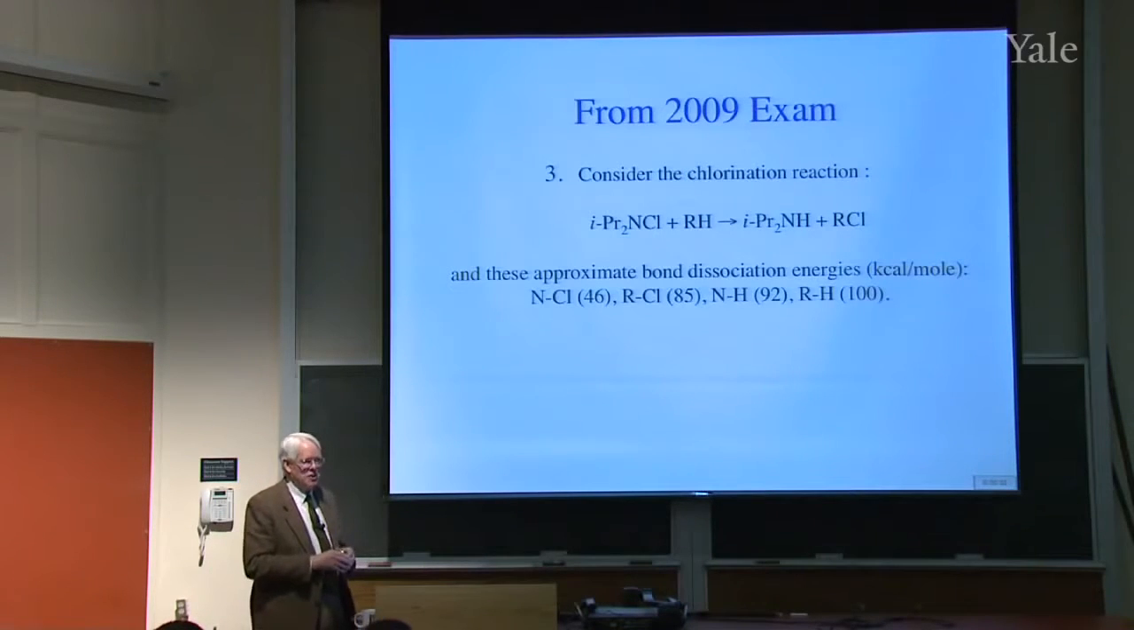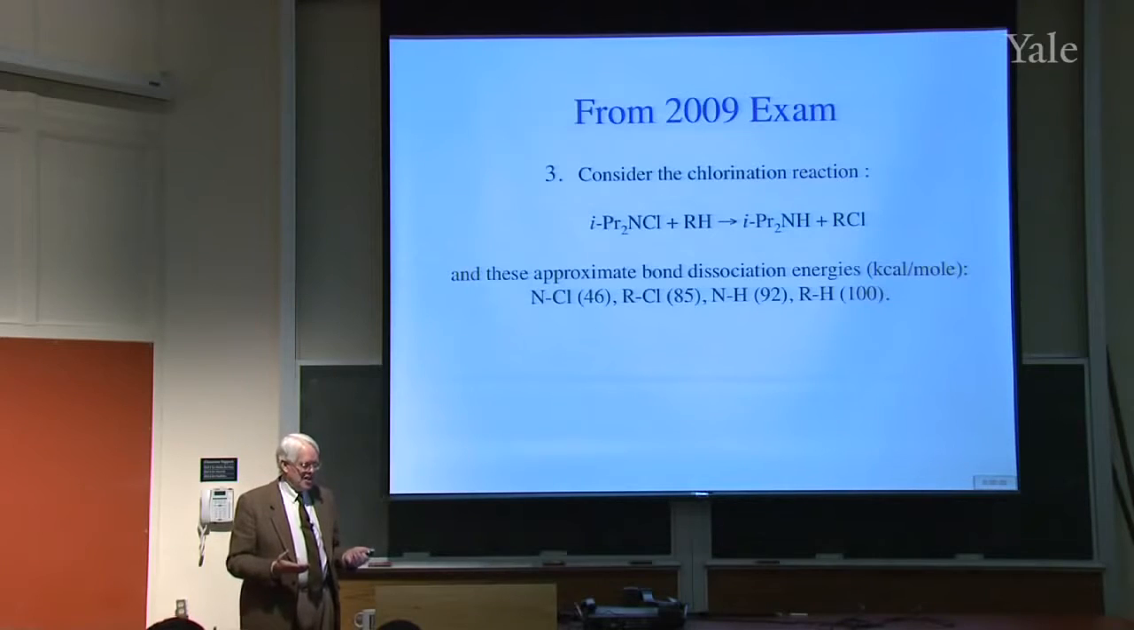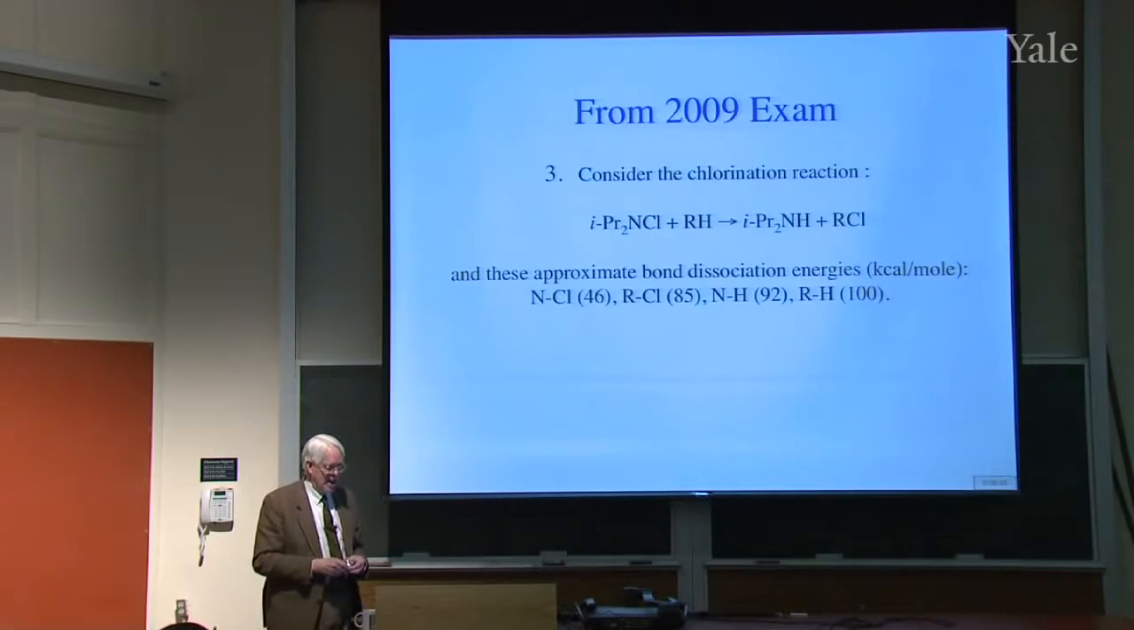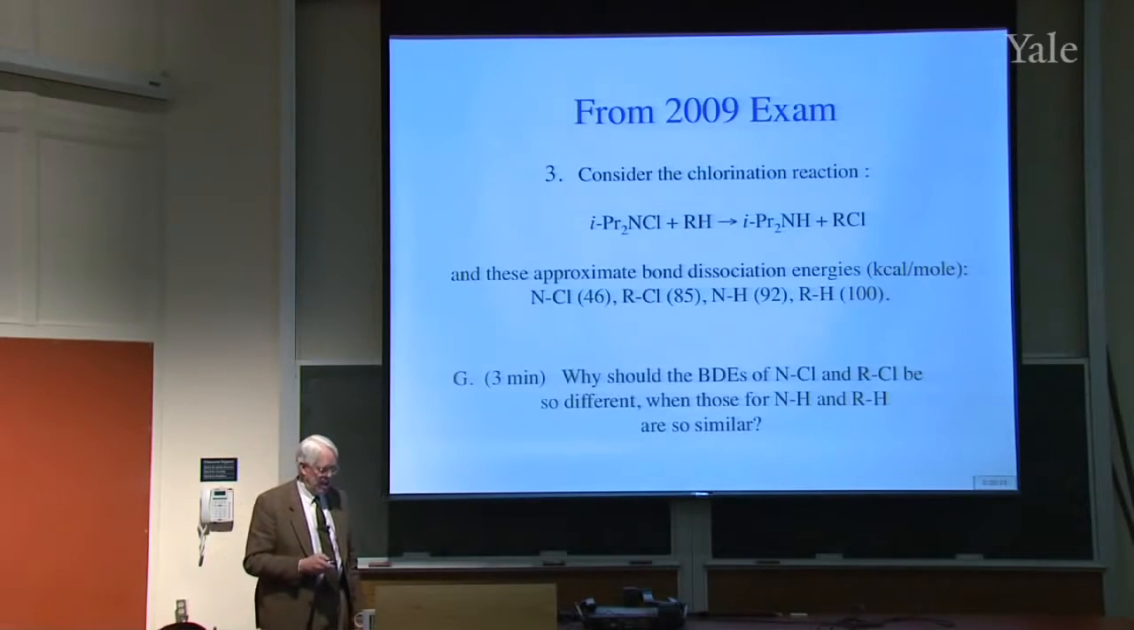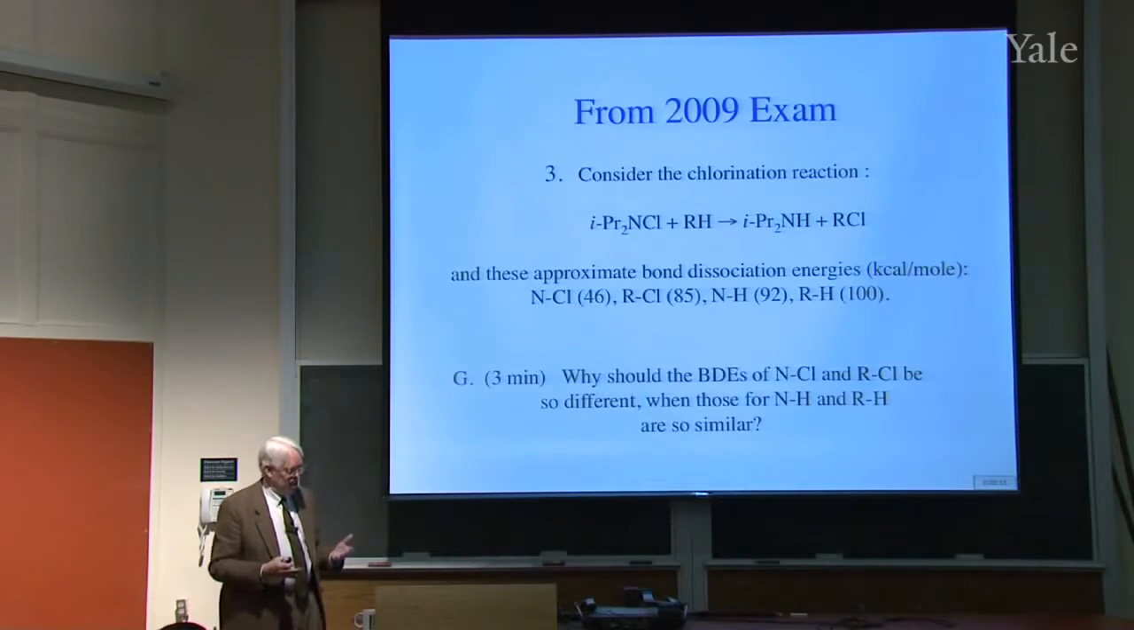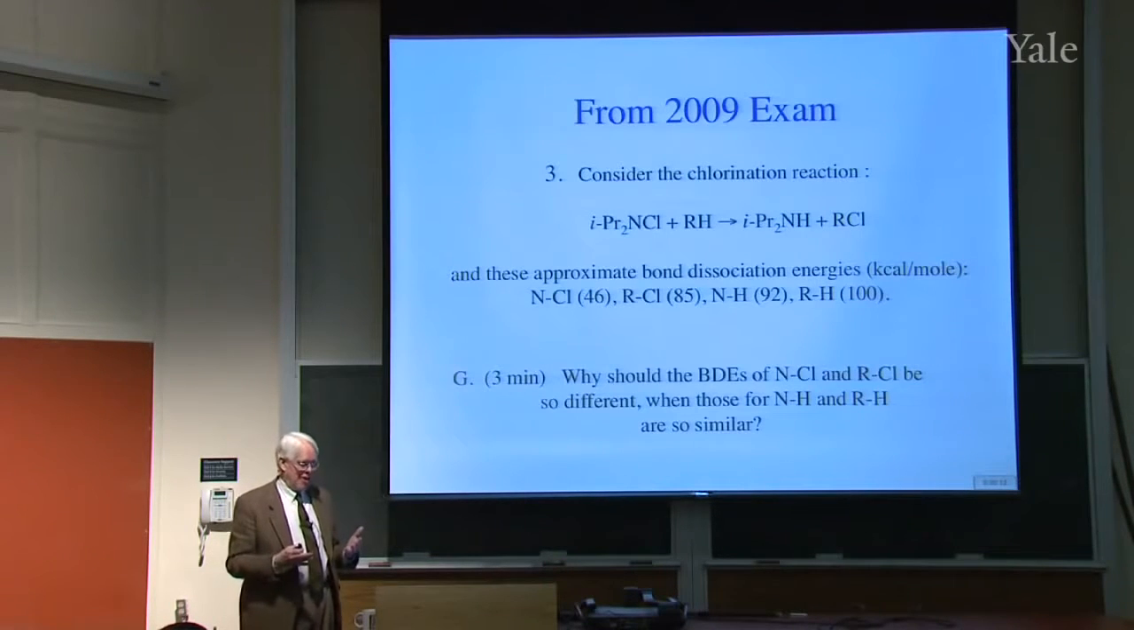Okay, and I also asked questions. So on the 2009 exam, I asked, consider this chlorination reaction, the one we talked about at the end of last lecture, and certain bond dissociation energies, and then you're supposed to figure out various things. But part G of this many-part question was, why should the bond dissociation energies of NCl and RCl be so different when those of NH and RH are so similar?